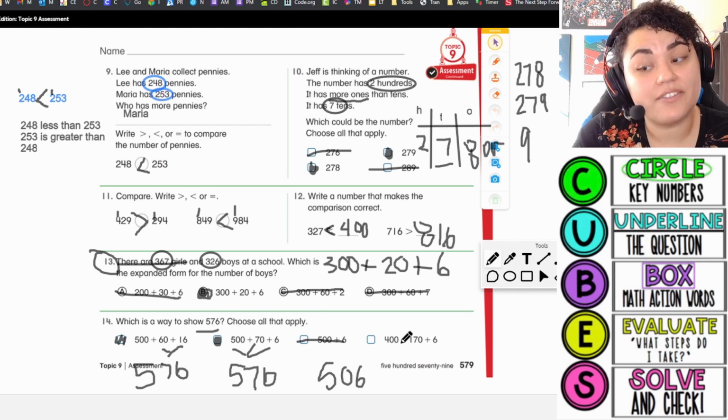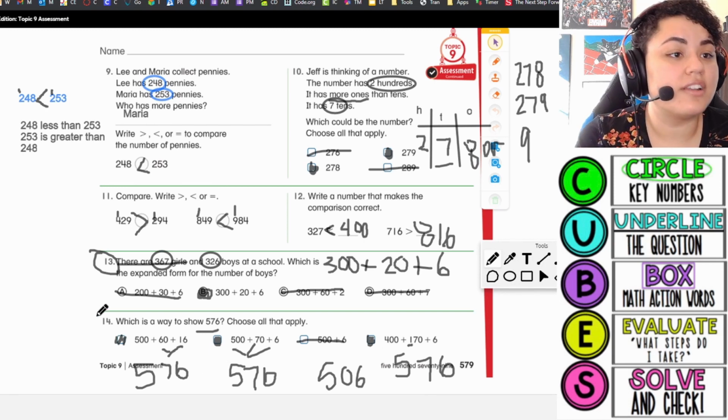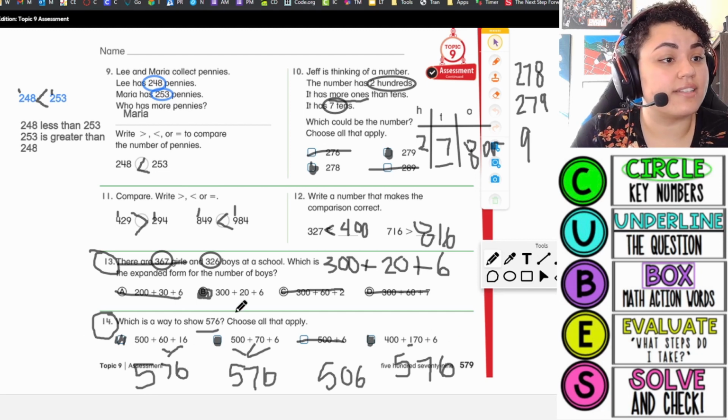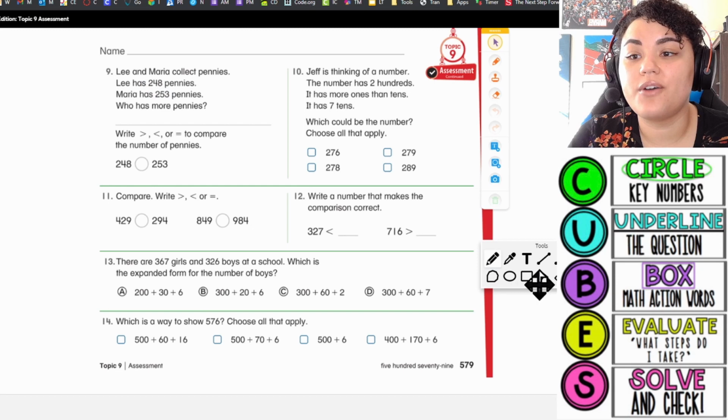400 plus 170 plus 6, let's check this one out. So 400 plus 100 is 500. 70 plus 0 plus 0 is 70. 0 plus 6 is 6. So this one is also correct. For this one, number 14, circle it. Make sure you are checking by adding all of these to see if they equal the main topic. So let's keep going. We're almost done.